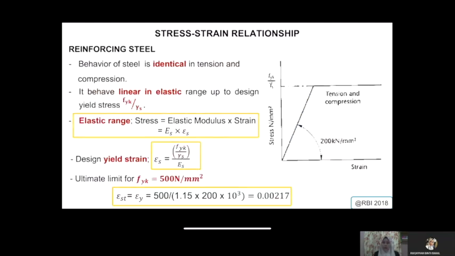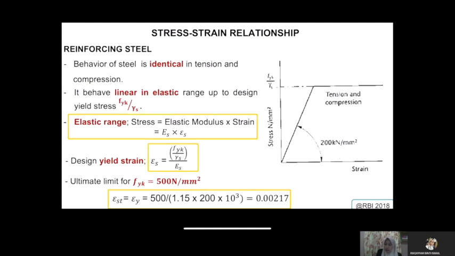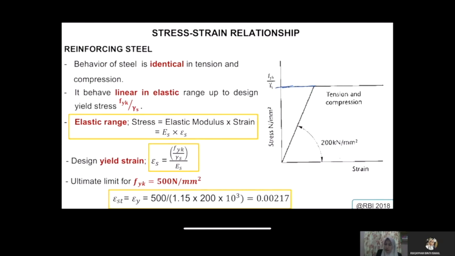Next is the reinforcing steel bar. The behavior of steel is analytical in tension and compression. Actually, it's the same, whether the location is in compression or tension. It behaves linearly elastic; you will see a straight line up to the design yield stress, which is fyk divided by gamma s. This is the ultimate point, whereby the steel passes through the linear state.